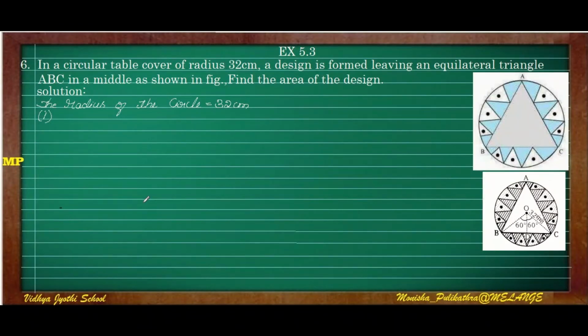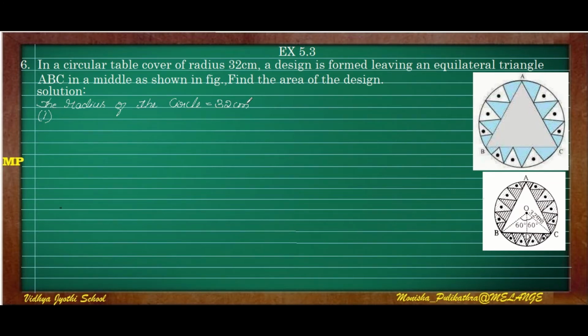Let us move on to the sixth question of exercise 5.3. In a circular table cover of radius 32 cm, a design is formed leaving an equilateral triangle. It is an equilateral triangle, so the angle will be 60 degrees in the middle as shown in the figure. Find the area of the design. We have to find the area of the design.